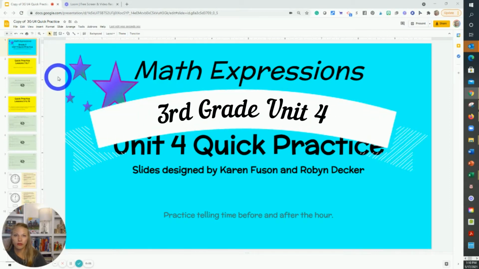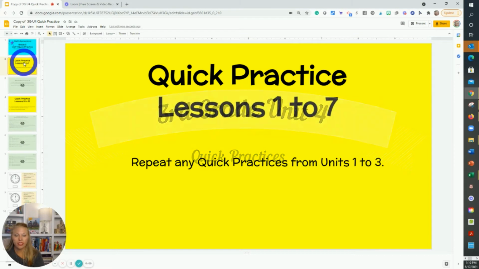All right, we have grade 3, unit 4 quick practices. For lessons 1 to 7, it's just recommended that you use any quick practices previously done to rehearse learning that students don't have with fluency. So my suggestion would probably be going back to unit 1 and 2, doing some multiplication and division practice there.